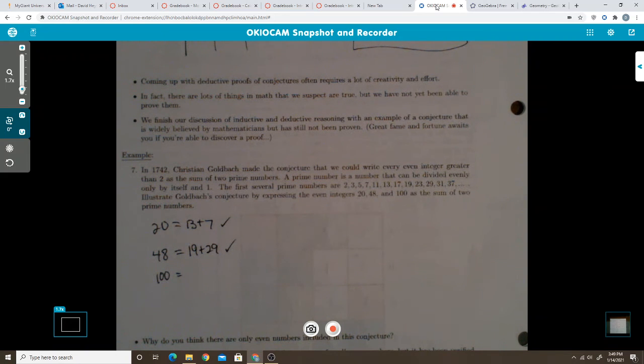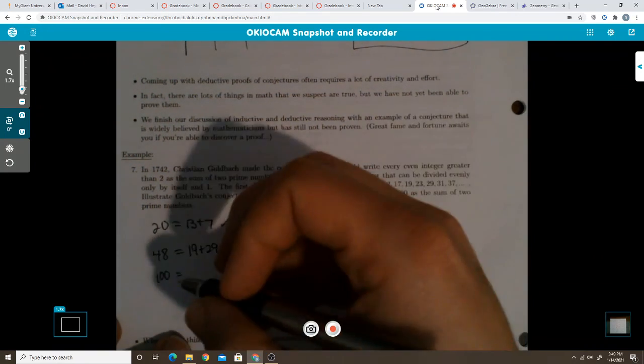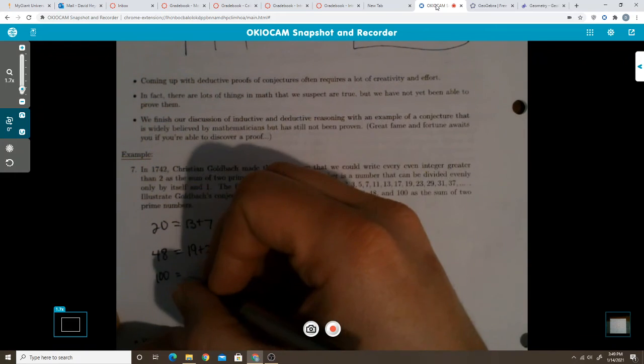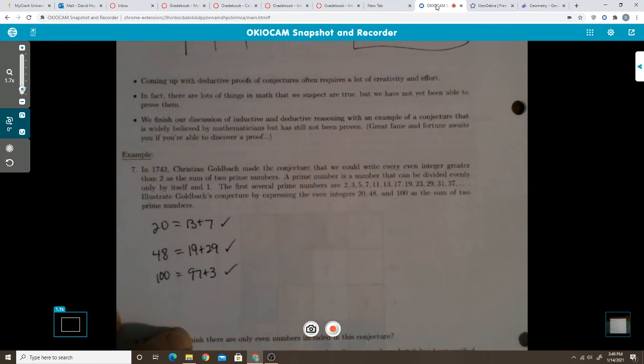Well, you could try it on your calculator. You could try, well, what's 97 divided by 2? Not divisible. 97 divided by 3? Not divisible, right? 97 divided by 5, not divisible. And you could go up and see if it's divisible by any of these numbers. I'll tell you right now that it's not. So 100 could be 97 plus 3. Both prime numbers.